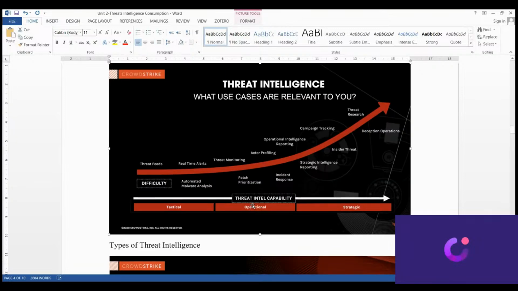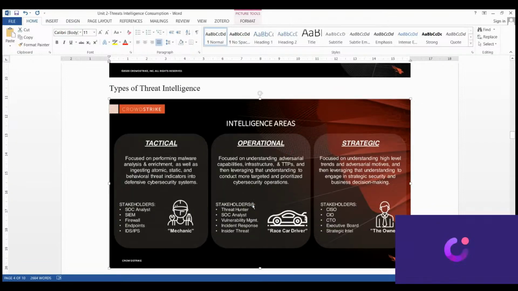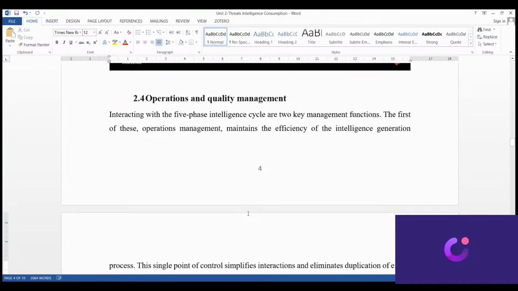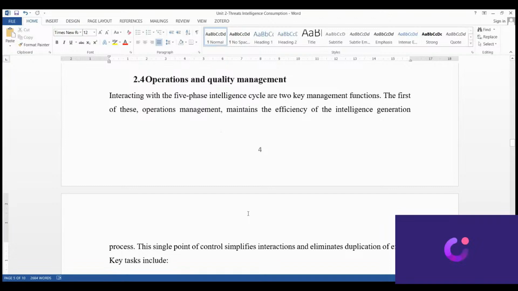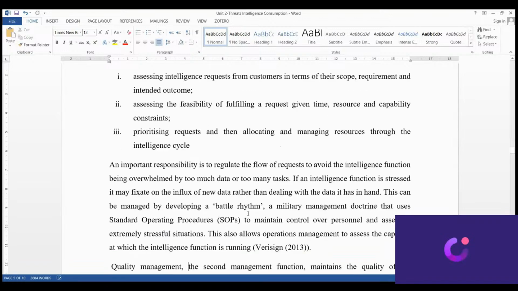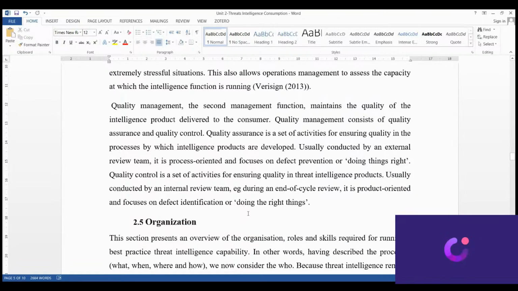Then we looked at the types of threat intelligence, where we said you can look at it in three main categories. The first one being tactical, the second one being operational, and then the strategic. These were discussed. We looked at the operational and managerial aspects. Today we are actually supposed to start on the organization. So this is what we are going to look at.